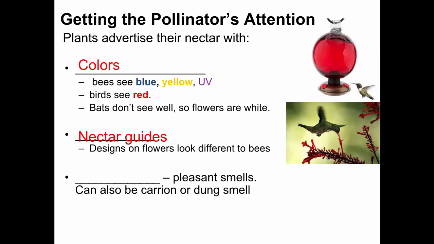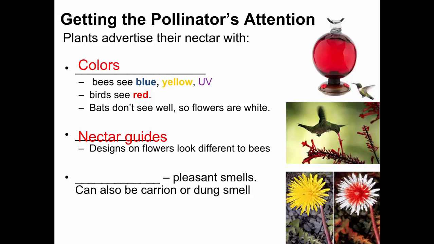Some flowers have what are called nectar guides. They're designs on a flower that often we can't even see, but bees can see in the ultraviolet spectrum, so they can see that. Here's an example, this yellow dandelion-looking flower. If we were able to see the ultraviolet markings, it actually has a bullseye kind of pattern on it, but we can't actually see that.